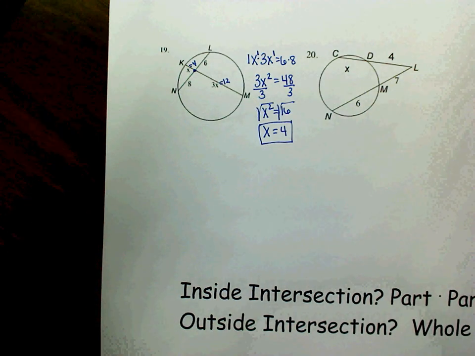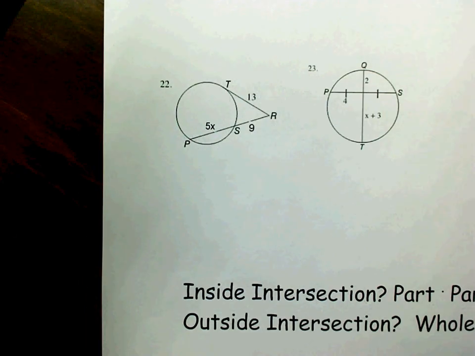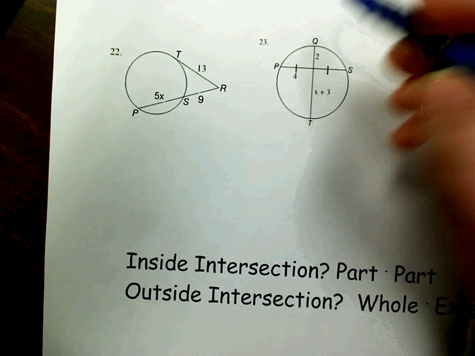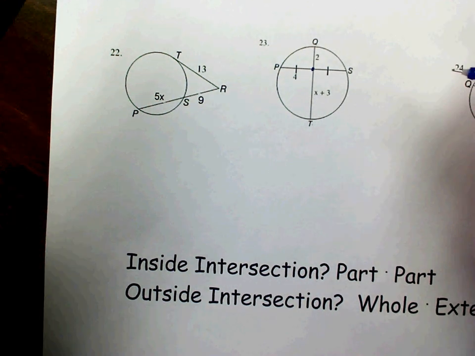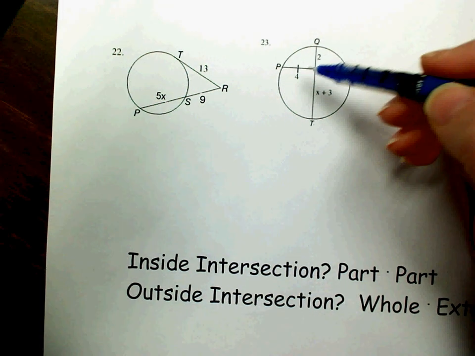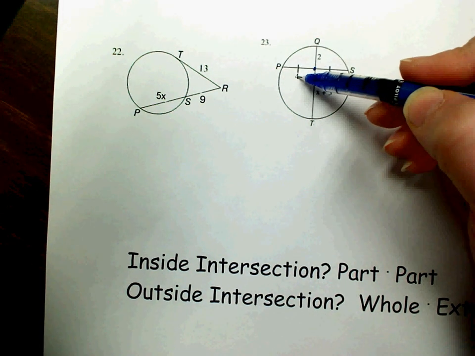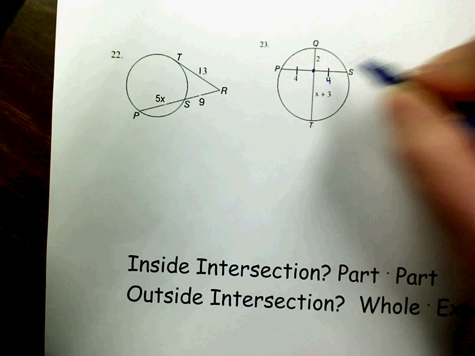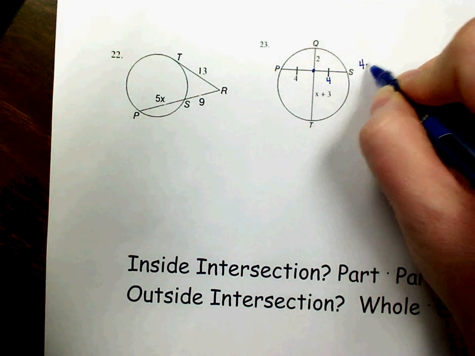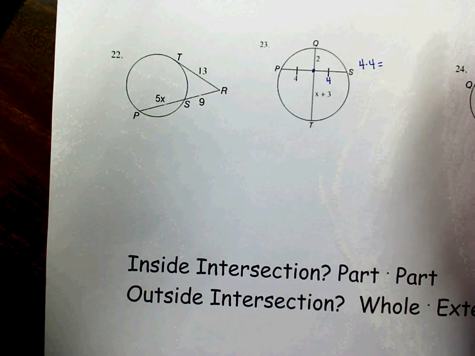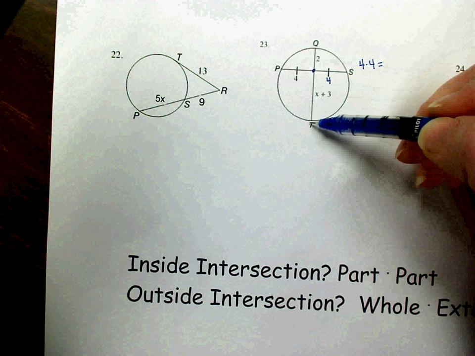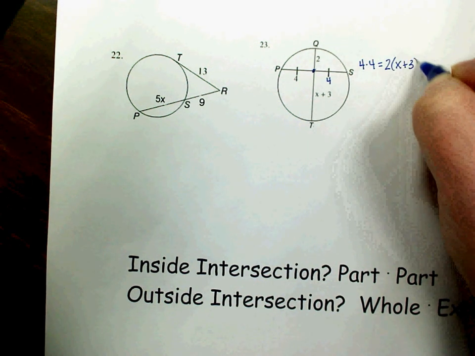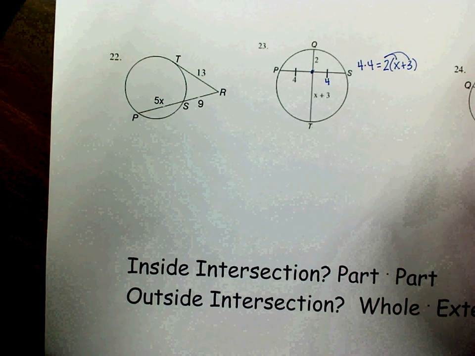And then the last inside intersection that we have is on number 23. We have chords QT and PS intersecting inside the circle. So part times part. Here, when we look at the parts, we're given 4 for this length. Over here, we have tick marks showing they're congruent, so the part here would also be 4. So you'd have 4 times 4 for part times part of PS, and the parts here are 2 and x plus 3. So when you do part times part, again, that binomial needs to go in parentheses to remind you to distribute the 2. So 4 times 4 is 16.